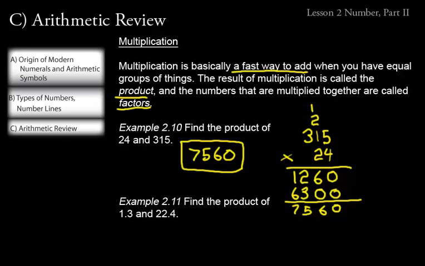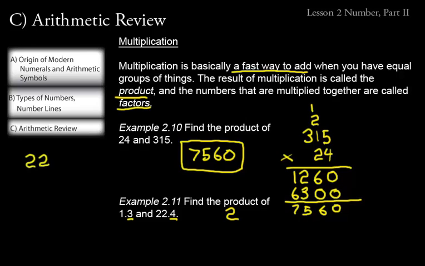And then example 11 there, find the product of 1.3 and 22.4. So here we have some decimal numbers. What we want to do here is just multiply the numbers. Forget about the decimals right now. Count them up though. We have 1 decimal place there and 1 decimal place there, one digit to the right of the decimal point in each. So our decimal total is 2. So let's just write that number over here.